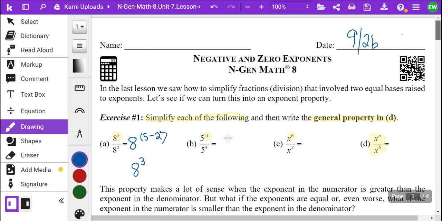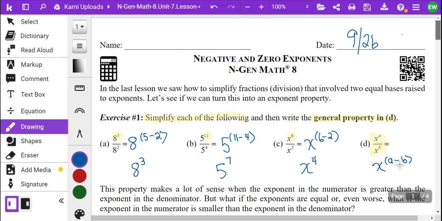All right, our next one is 5 to the 11 minus 4. 11 minus 4 is 7, so it's 5 to the 7th power. This one is x to the 6 minus 2. 6 minus 2 is 4, so it's x to the 4th. Now, how do you think we could generalize this? We would do x to the a minus b.